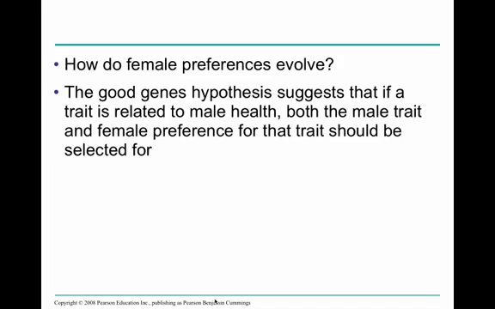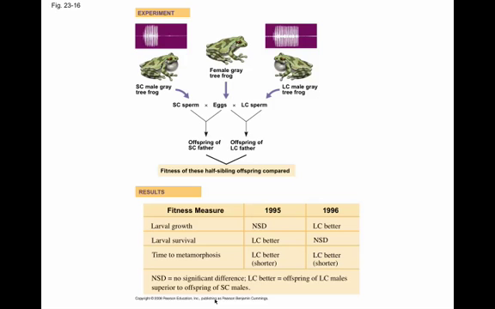Now, how do these female preferences evolve? How does mate choice work? One hypothesis is called the good genes hypothesis, and it suggests that if a trait is related to male health, both that male trait and female preference for that trait should be selected for. And they give you an example in this book of these tree frogs. Now there's the female tree frogs, and there are two populations of males. LC refers to long calling, SC refers to short calling.